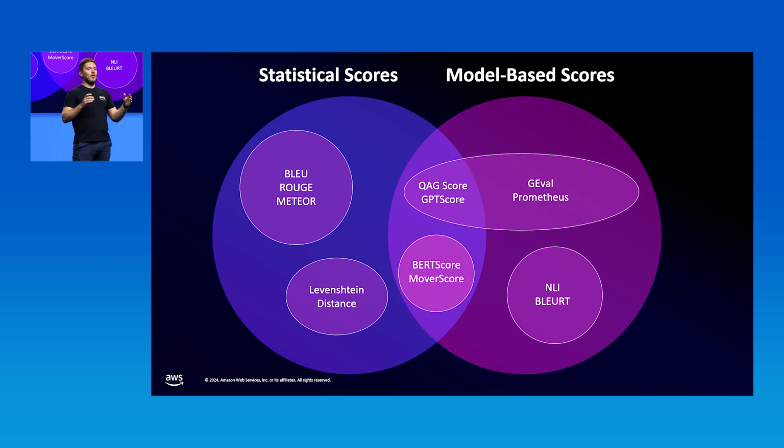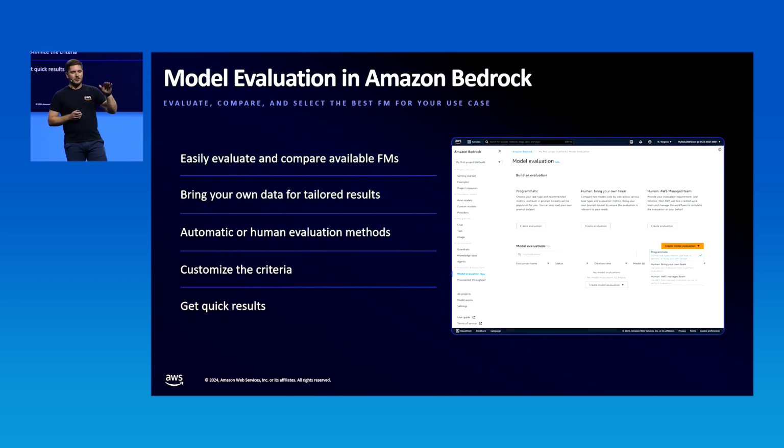And this is why I now want to introduce you to one feature of Amazon Bedrock, which tries to take away all this effort from you and basically does most of these things for you out of the box. The feature is called Model Evaluation in Amazon Bedrock. And it was exclusively built for evaluating, comparing, and selecting foundation models for your specific use case. So you can easily evaluate all the models from Amazon Bedrock. You can bring your own data sets so that it's tailored to your use case. You can choose either automatic evaluation, as I explained it, or even human evaluation and have an interface for this.